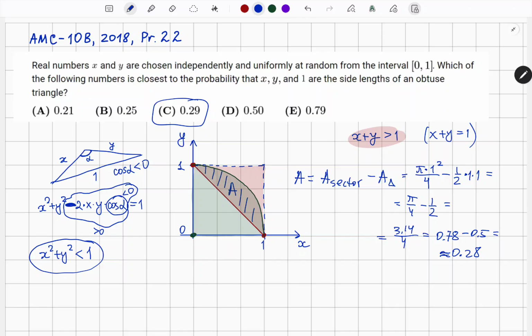So this is an advanced technique. It uses geometrical concepts of probability, but in order to use them, you have to first find the conditions. This is the first condition, the triangle inequality. And this is the second condition, the cosine rule. That's it. So it's a good problem from AMC.